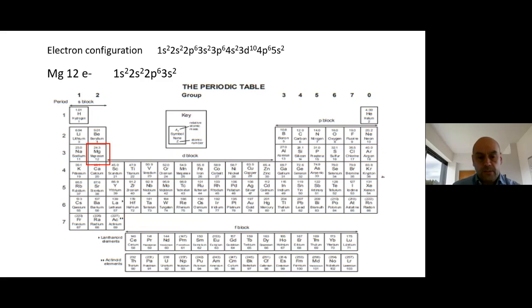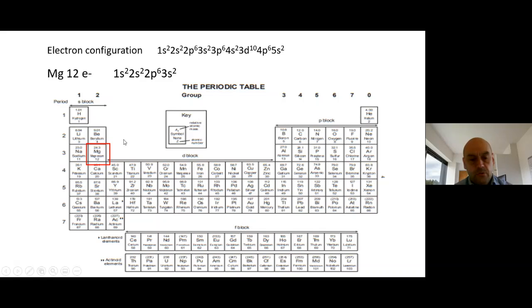Now I just want to point something out to you. Whenever you do a configuration, always just quickly check your periodic table to make sure you're right, because its position in the periodic table should relate to your last energy level. So look, energy level 3 tells me it's in period 3, which it is. It's in an S subshell, which it is, and it's the second one into that subshell. So 3s2 would fit.